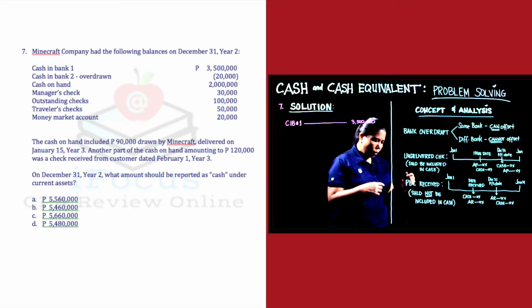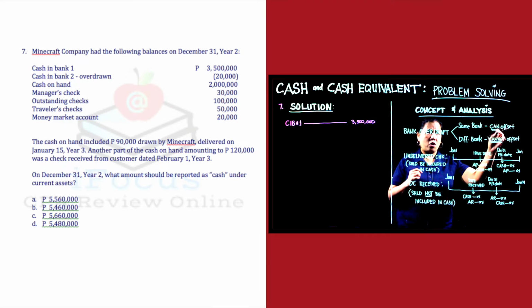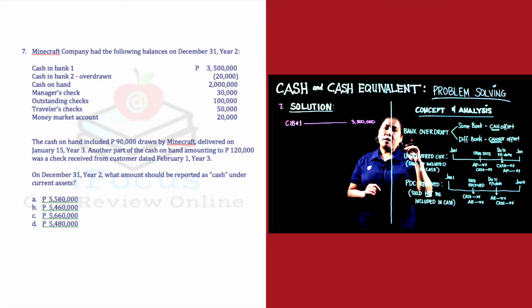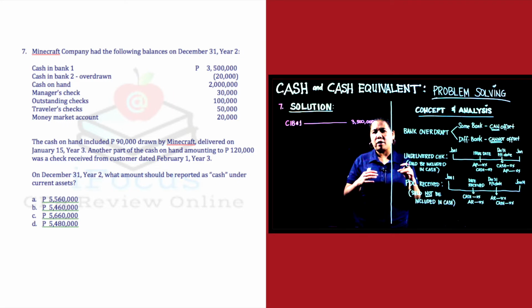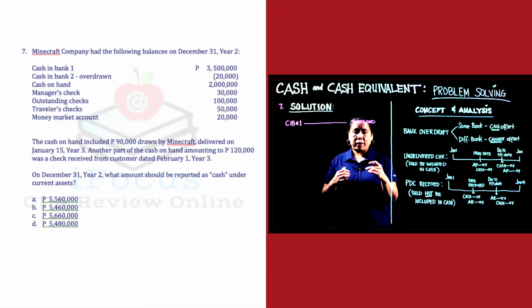Okay, so ano ba itong overdraft? So sa bank overdraft, kapag same bank, pwede natin siyang i-offset. Kapag different bank naman, hindi natin siya pwedeng i-offset unless the amount is immaterial. Kapag immaterial, pwede mo siyang i-deduct. But, kailangan i-mention doon sa problem that the amount is immaterial. Otherwise, we assume it's material, hindi natin siya pwedeng i-deduct. Okay? So, sa cash in bank number 2, na overdraft 20,000, that should be classified as current liability.